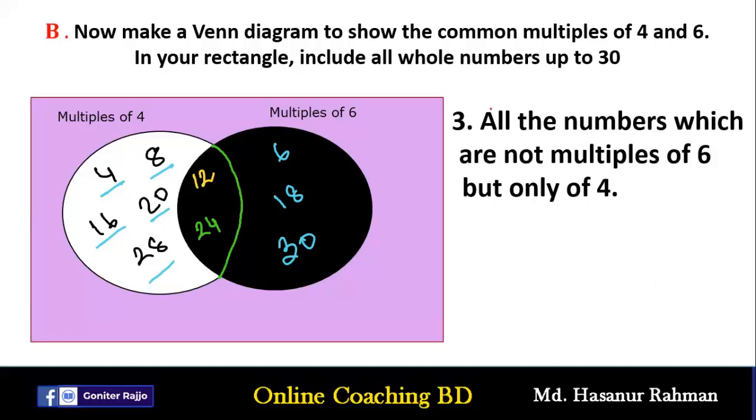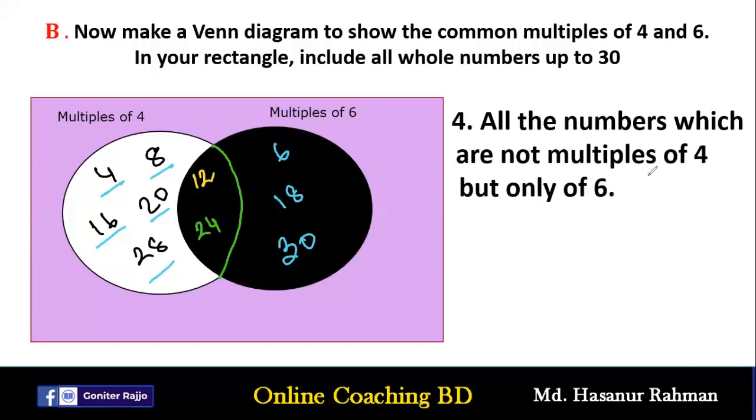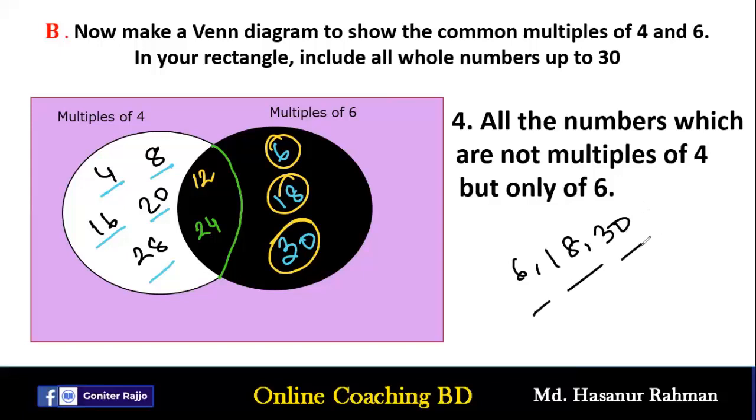Now number 4. Number 4 says all the numbers which are not multiples of 4 but only of 6. Here, in a similar way, we can identify that 6, 18, 30 will be the answer. Why? Because these numbers 6, 18, and 30 are not multiples of 4 but only of 6. So we have to exclude 12 and 24 because 12 and 24 are multiples of both 4 and 6.